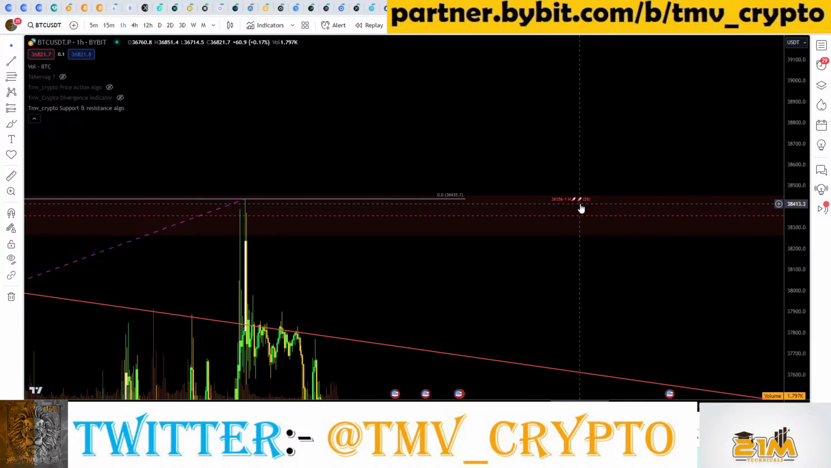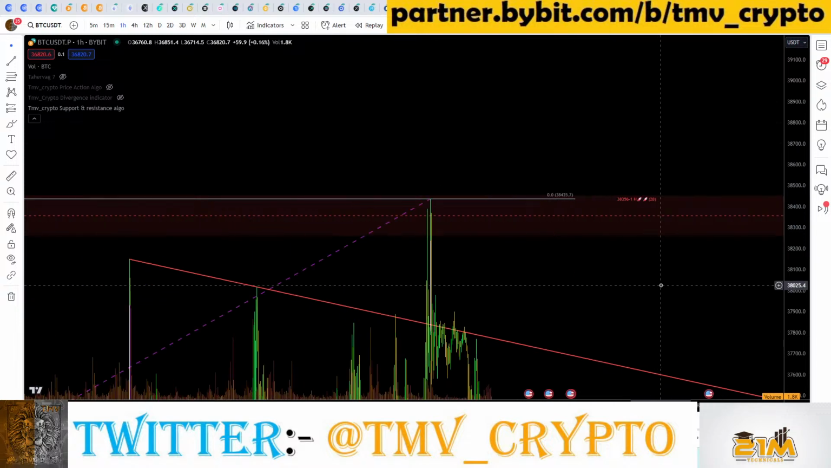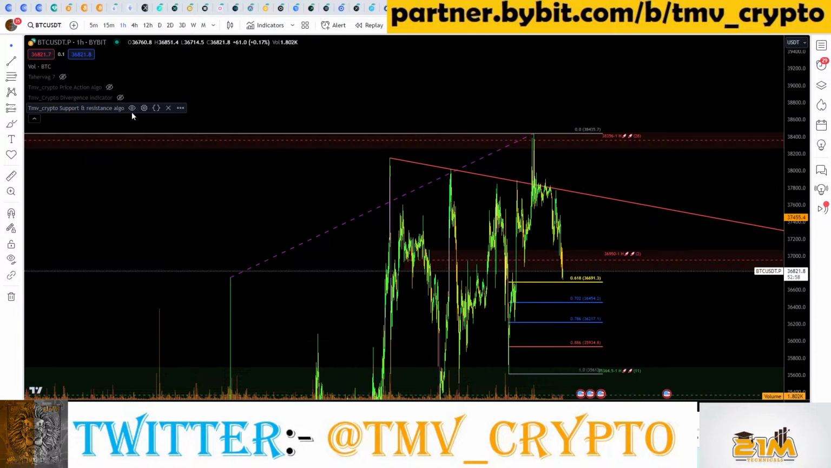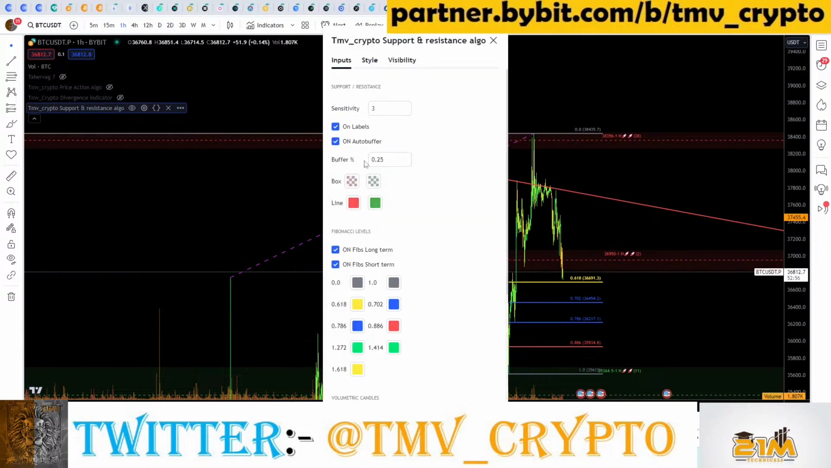And then you have rockets, and beside the rockets you will see the count of rockets. So the number of rockets basically shows how strong this level is. The more rockets, the stronger that level is. So that's what the labels are for. If you want to have the labels, you can keep them on. If you don't want them, you can simply turn them off.